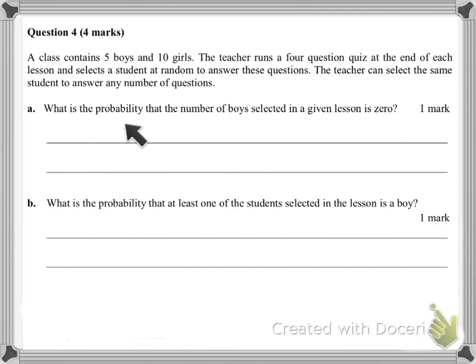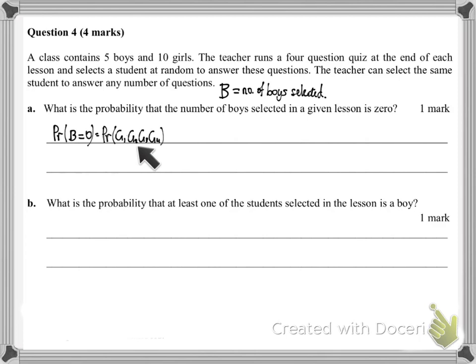So what's the probability that the number of boys selected in a given lesson is 0? So first let's define our random variable. B is the number of boys selected. We want to find the probability that B is equal to 0. Okay, so no boys selected. Well, there's only one outcome of that. That is, when a girl is selected on the first time, a girl is selected on the second time, a girl is selected on the third, and a girl is selected on the fourth.